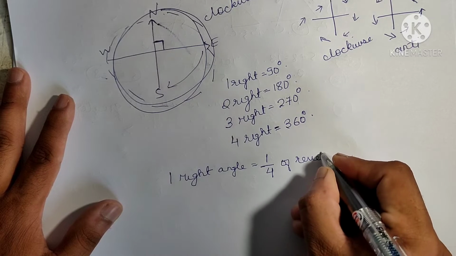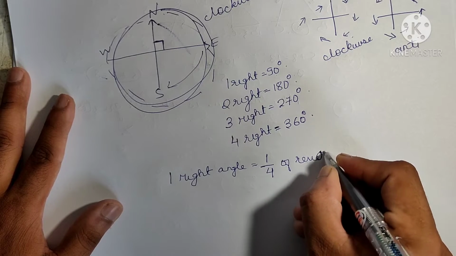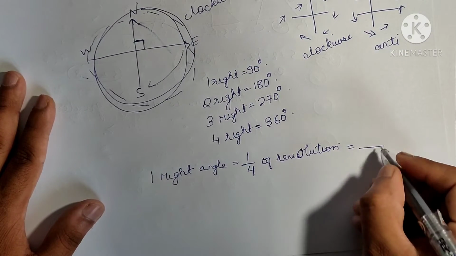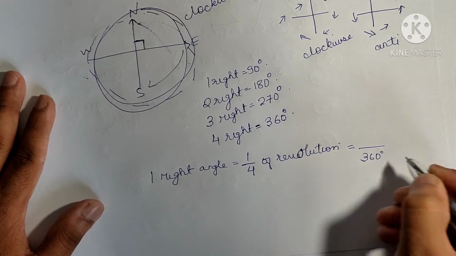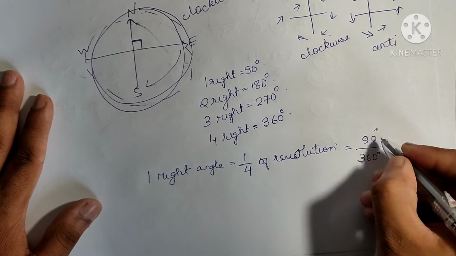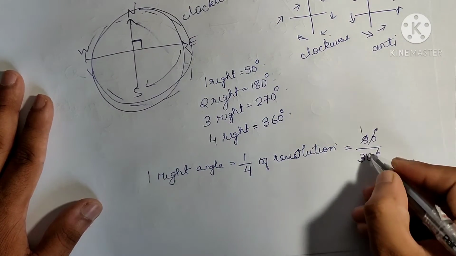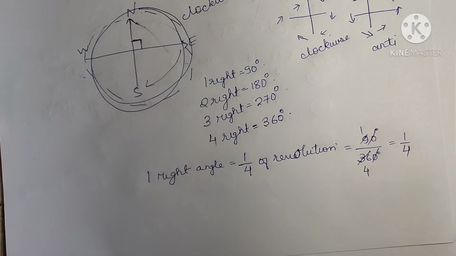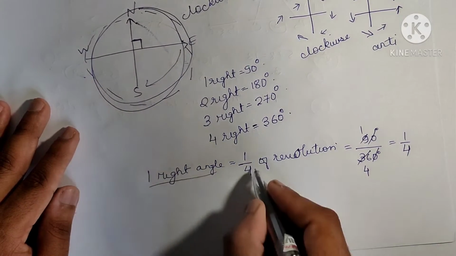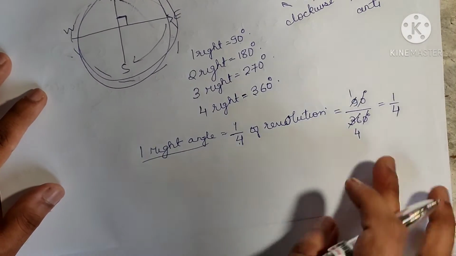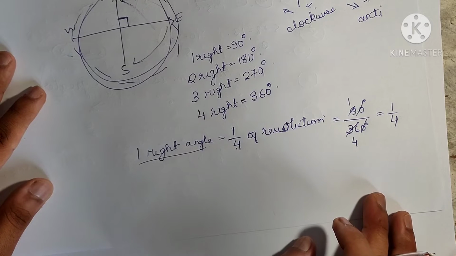Why? Because we know that the total revolution is how much? 360 degrees, isn't it? And one right angle means 90 degrees. So you will divide by 90. How much? 9 1s are 9, 9 4s are 36. That means 1 by 4. So directly you have to keep in your mind that one right angle is equal to 1 by 4, without solving this one. But I have explained how you are getting it.